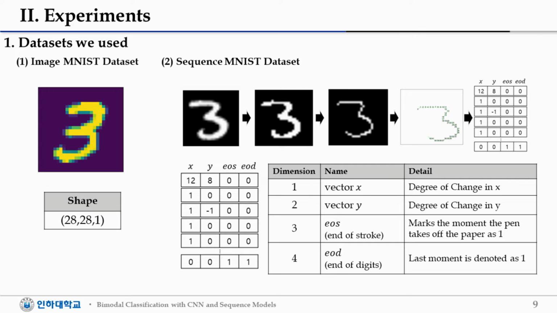This is a four-dimensional dataset. In the first and second dimensions, the degree of change in the x and y values is expressed as vectors. The third dimension is EOS, end of stroke, which marks the moment the pen leaves the paper as value 1. The fourth dimension is EOD, end of digits, and the last moment is denoted as value 1. Thus, at the end of a total of 70 sequence datapoints, EOS and EOD both are value 1.